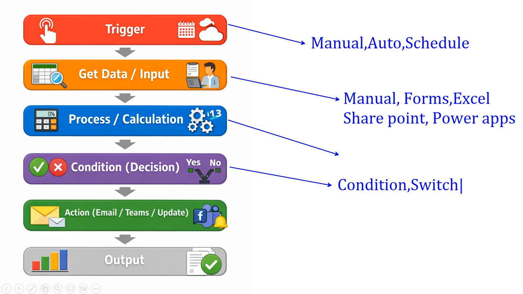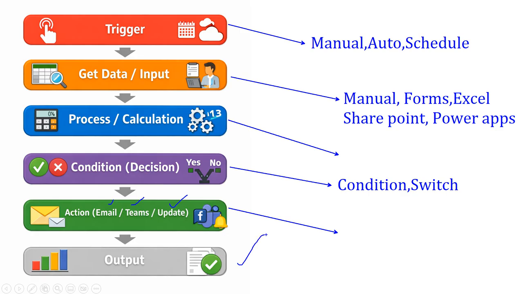Then the action. I think we did all 3 actions. We did how to make an email, how to make a Teams meeting, how to update. Whenever I do something, it has to be updated in my Excel table. It has to be updated in my SharePoint. So update also we have seen. Finally, we have seen how to make an output. So these are all the workflow.